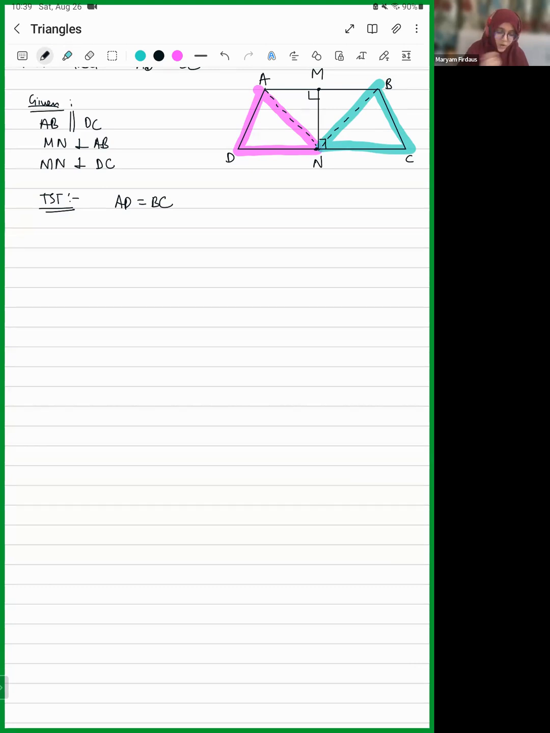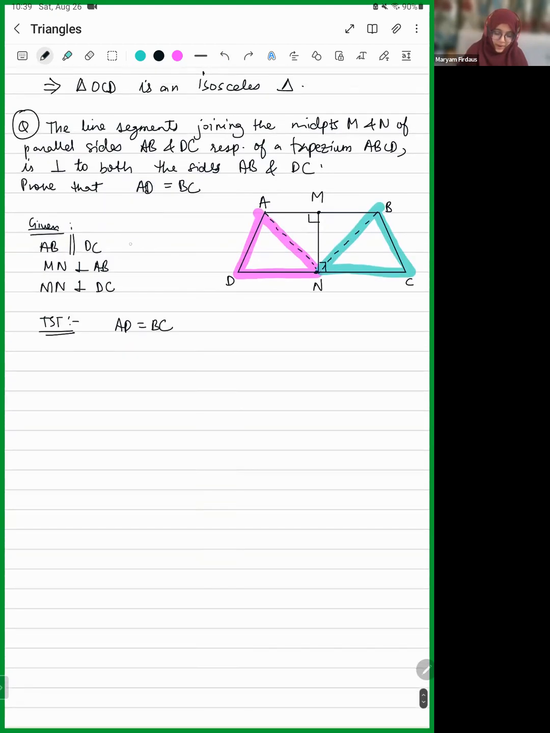Before proving this as congruent, to prove this as congruent we might need this side, right? We know that AM equals MB because it's a midpoint. One more thing, I forgot to mention that M is the midpoint of AB and N is the midpoint of DC.